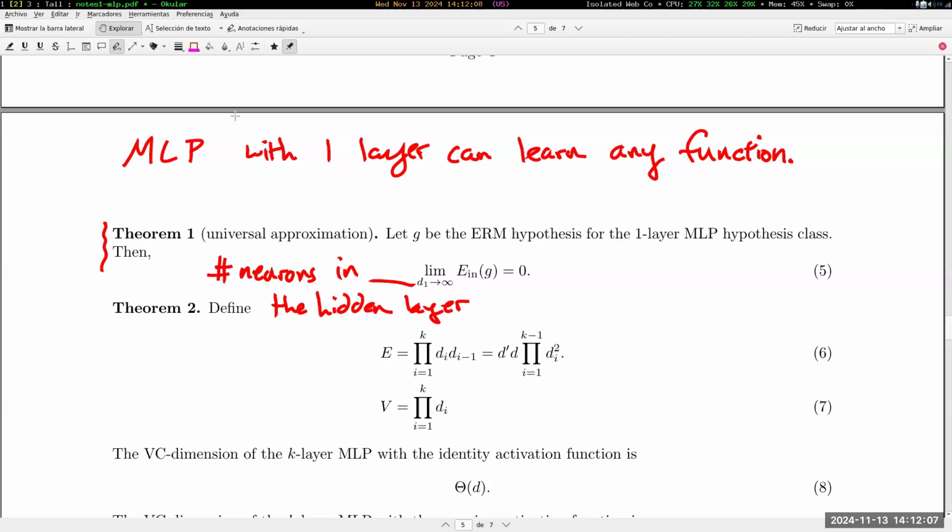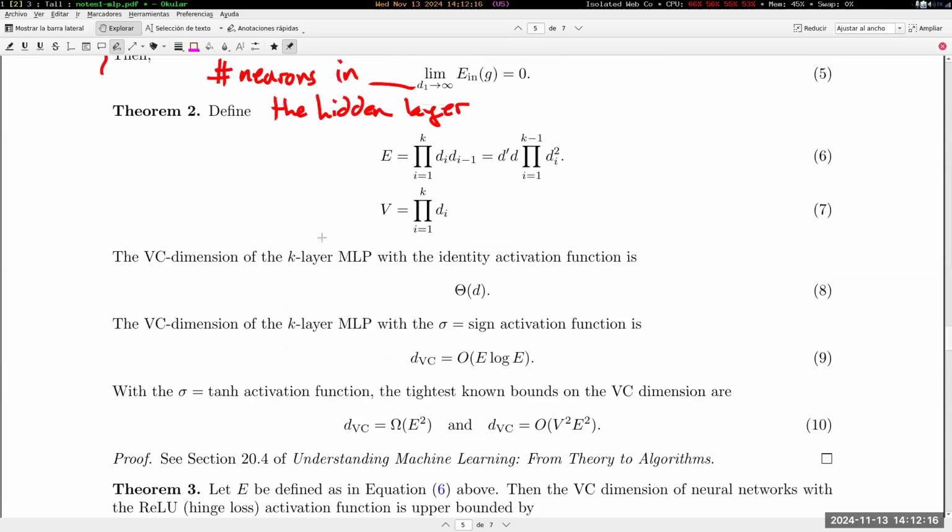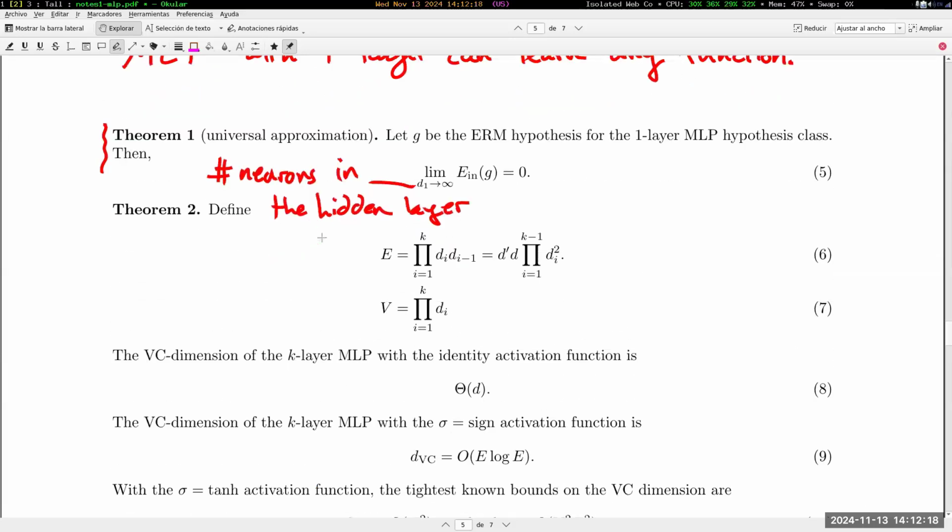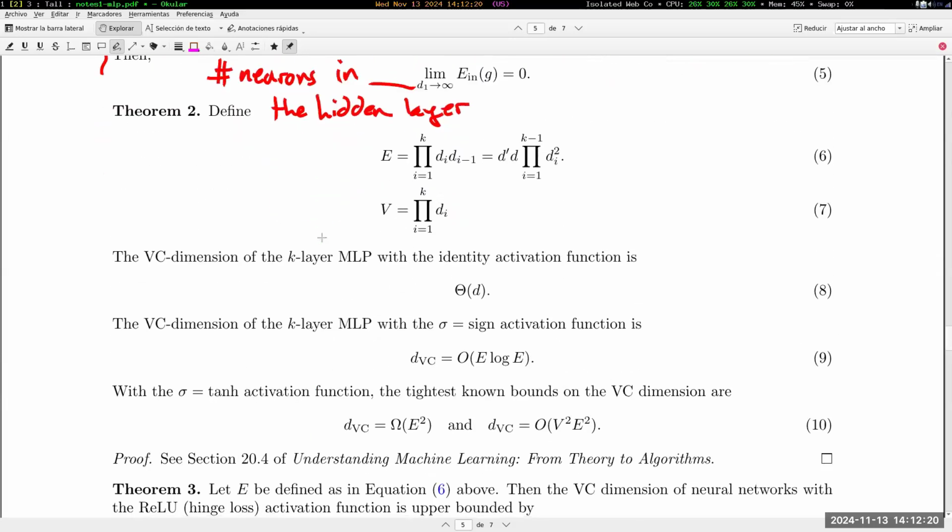Like the polynomial feature map that also had this universal approximation theorem, there is the risk of overfitting, though. And so the majority of this page talks about the overfitting situation, and in particular talking about the VC dimension of our multi-layer perceptrons. There are going to be two key quantities, this E quantity and the V quantity, that are commonly defined in order to talk about the VC dimension.